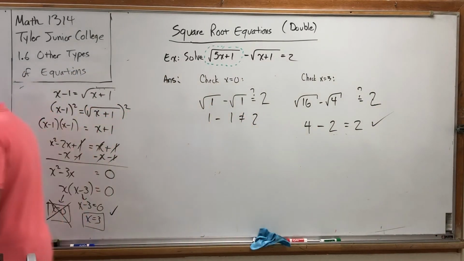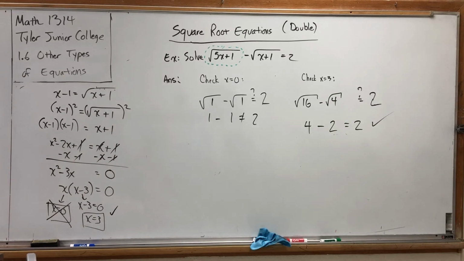So as you can see, a double square root equation gets a little bit funky because you have to isolate the square root twice, and in the middle is an inconvenient FOIL problem.